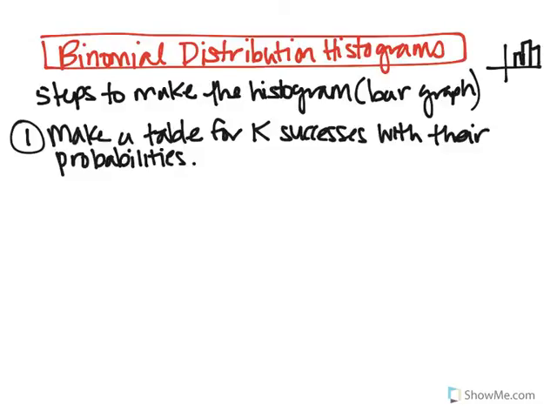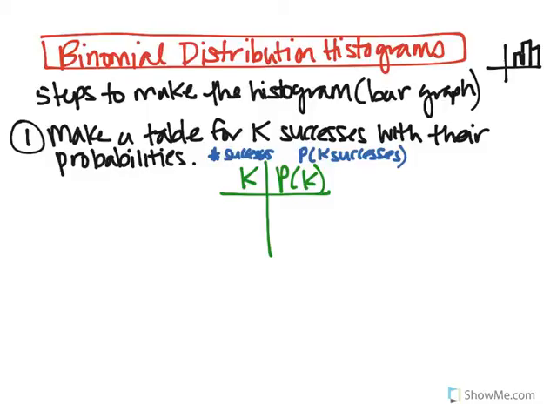So the first step is to make a table for k successes with their probabilities. That table will look something like this, where k represents the number of successes and P(k) represents the probability of k successes. You're going to start off with getting no successes, 1 success, 2 successes, all the way up to the number of trials that you have. So if there are 10 questions or 10 drawings, up to the number of trials.